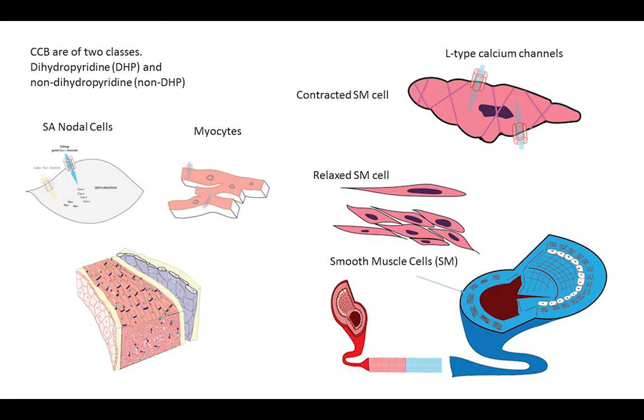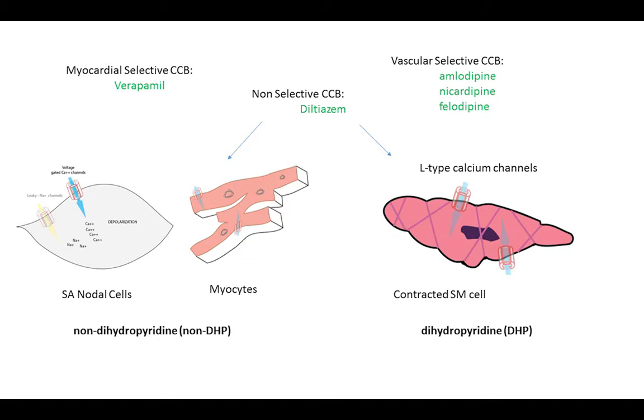A quick note on calcium channel blockers. Calcium channel blockers are of two classes: dihydropyridines, DHPs, and non-dihydropyridines, non-DHPs. Vascular smooth muscle has what are called L-type calcium channels, while the myocardium has molecularly different calcium-gated ion channels. So there are only a few clinically significant cardiac selective calcium channel blockers.